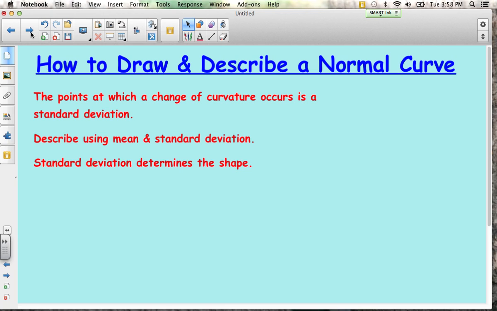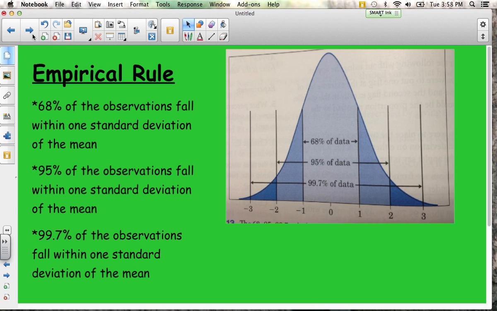The points at which a change of curvature occurs is a standard deviation, and we're going to describe it using the mean and standard deviation because it is symmetrical data. The standard deviation determines the shape. So remember when we talked about variance, if the variance is large, then the standard deviation is going to be large. If the variance is small, then the standard deviation is going to be small as well. So let's take a look at a picture here.